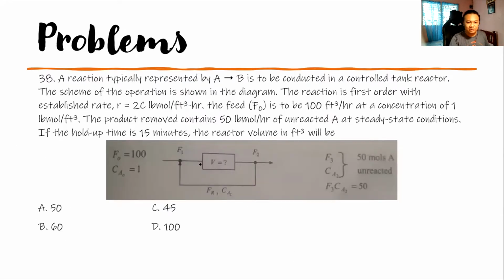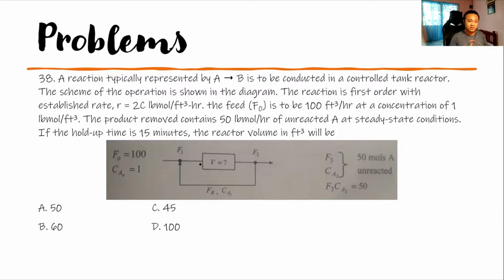Okay, so let's move on to the next. This is actually difficult, but it's fun. Also, just like number 37, we have a reaction represented by A produces B, and it is to be conducted in a continuous stirred tank reactor, CSTR again. The scheme of the iteration is shown in the diagram.